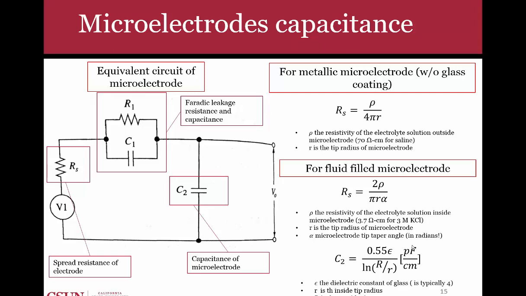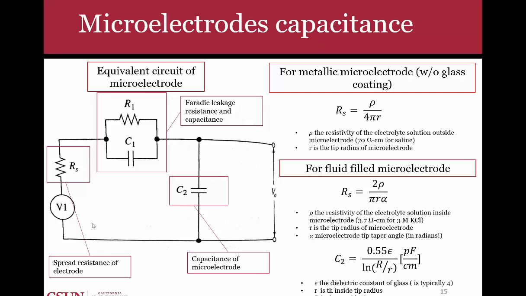Okay, so just like with standard electrodes, microelectrodes also have their own impedance associated with them. That's shown here. You can model it as some capacitors and resistors. Let's go over it very quickly. I'm not going to ask you to calculate any of this. It's just for your own reference.